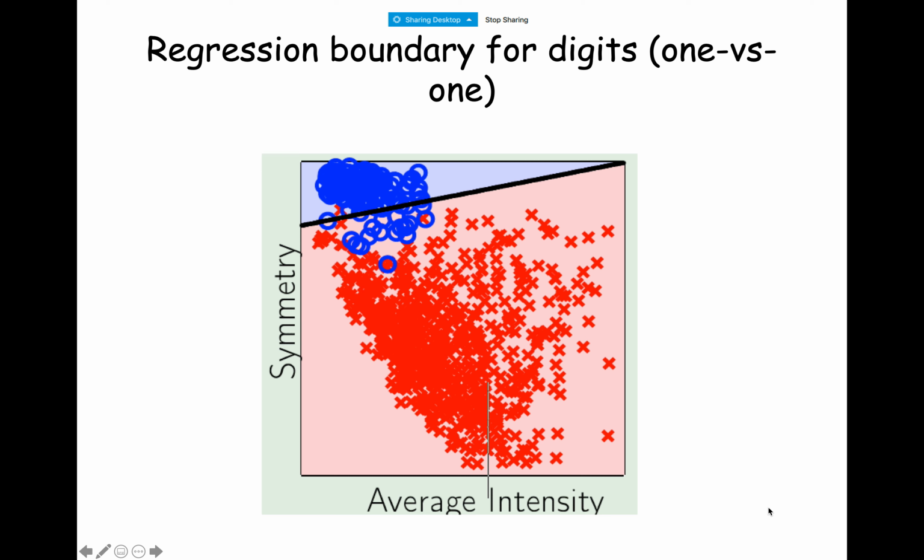So they had done some of this for the same 5 versus 1 binary classification problem of the two different types of digits, the 5-digit or the 1-digit.